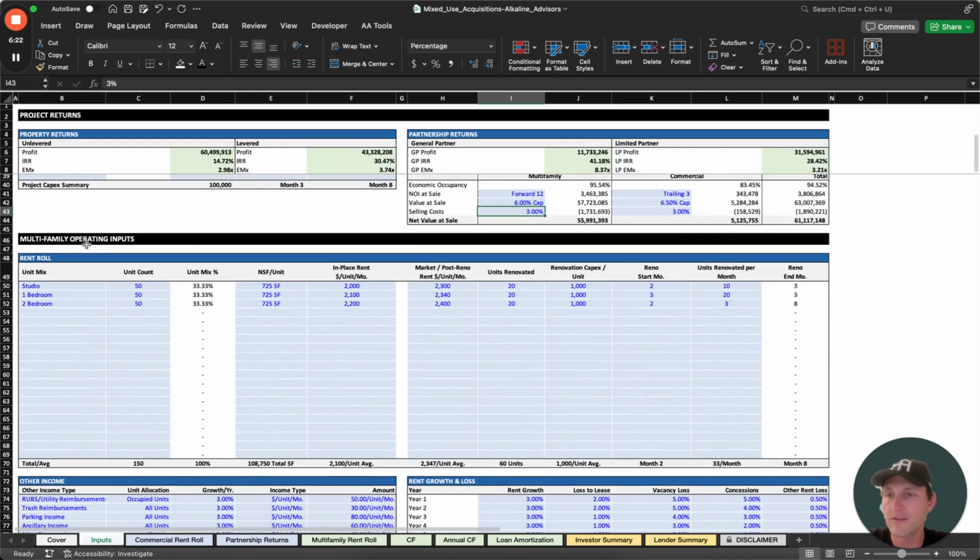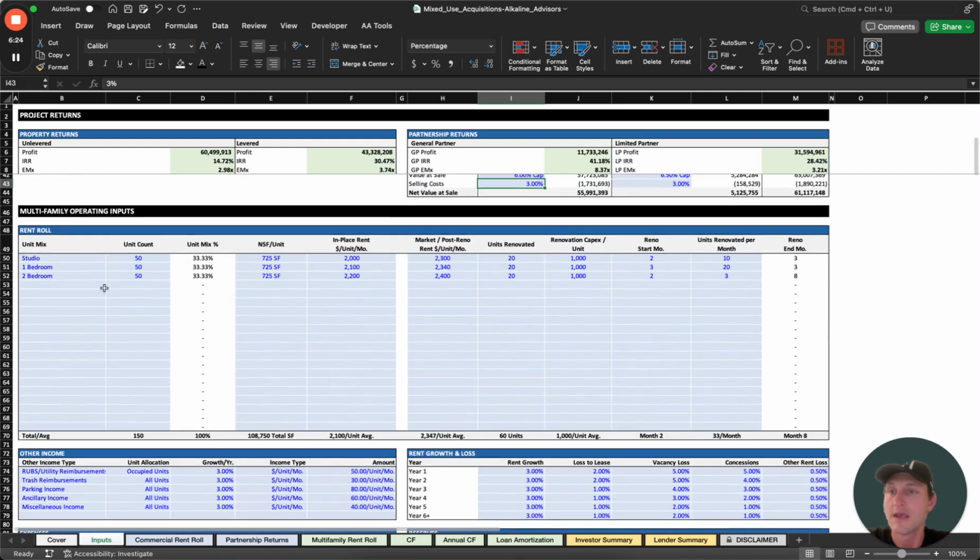Next, we'll go to the multifamily operating input section. Here you can choose however many units you have of each unit type. You can also go more granular and outline each unit individually, the size of the units, the current dollar per unit per month for in-place rents. Then you can load in the market rent or the post-renovated dollar per unit per month value. And then we can choose how many of the initial units we're renovating.